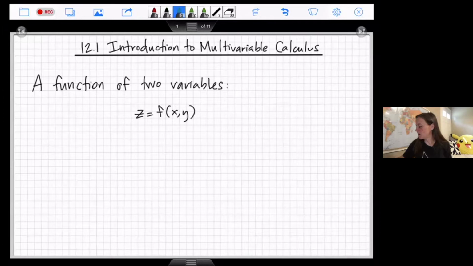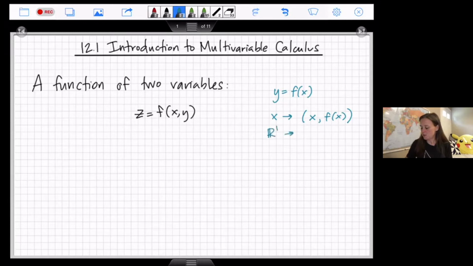All right, so we would learn that f of x was just another name for y, and this function would take some value of x that you would plug into the function, and it would plot it to a point in R2 with the x coordinate, and then the y coordinate was defined by the function f of x. All right, so a function in algebra was basically taking R1 and mapping it to a point in R2.